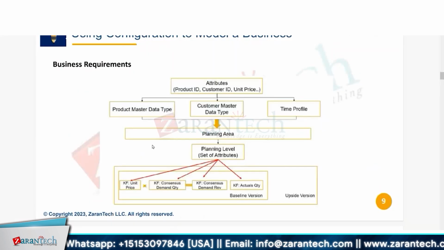Any questions? No? Okay. So using a configuration to model a business, what is required at a high level? First you have to create the attributes. When we get into the practical session in 20-30 minutes from now, you will understand what exactly I'm talking about. The attributes will be related to the product master data type, the customer master data type, and they can also be related to the time profile. These are the attributes which need to be created first in the planning area.